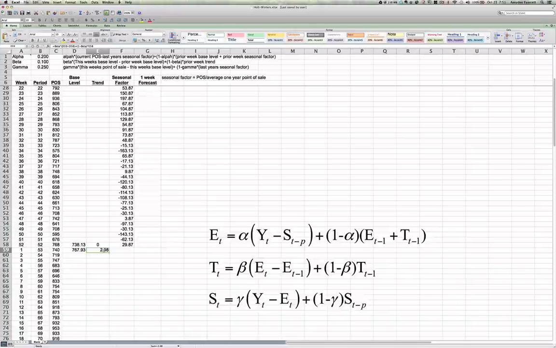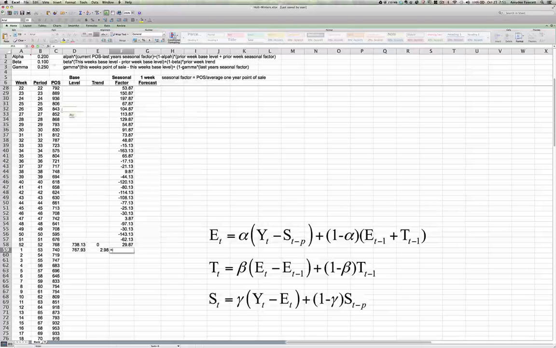Now last but not least, we'll do the same thing for the seasonal factor. And here we'll use gamma as a weighting factor, also called a smoothing constant. Again, we find two different ways of estimating the seasonal factor. The first way would be to take the associated actual POS observations of 740 units, in this case, and subtract from it the associated base level estimate.